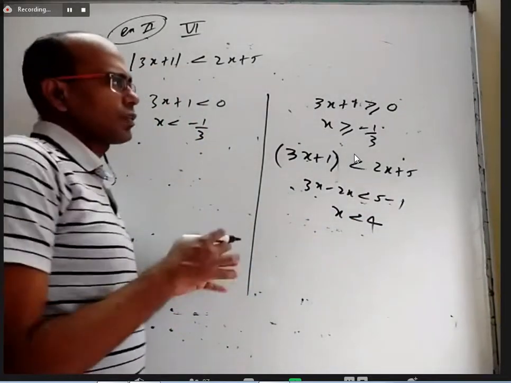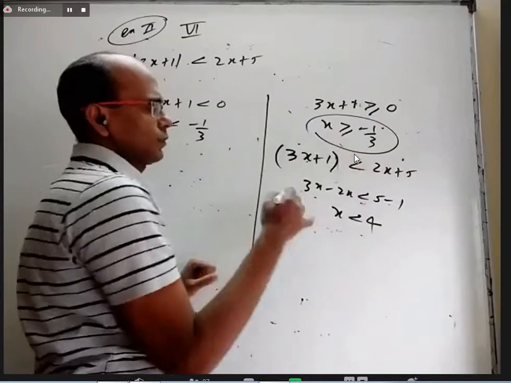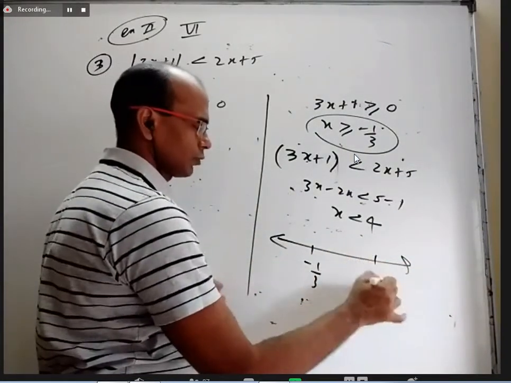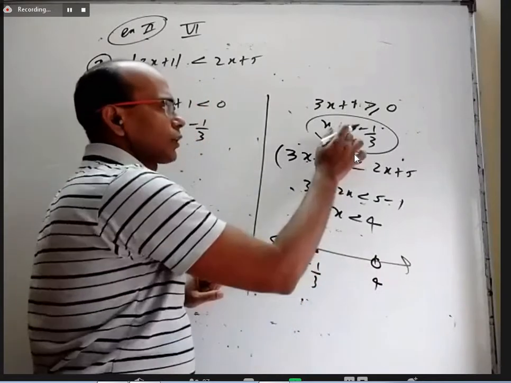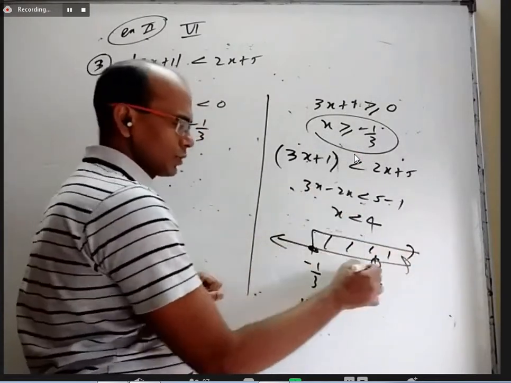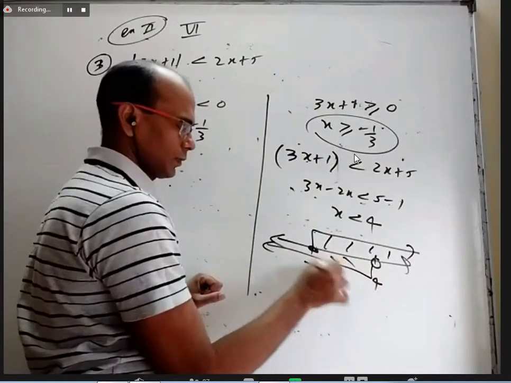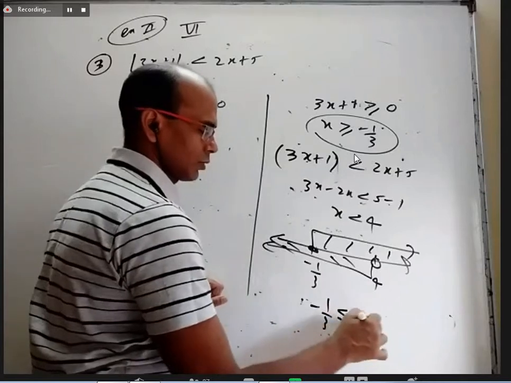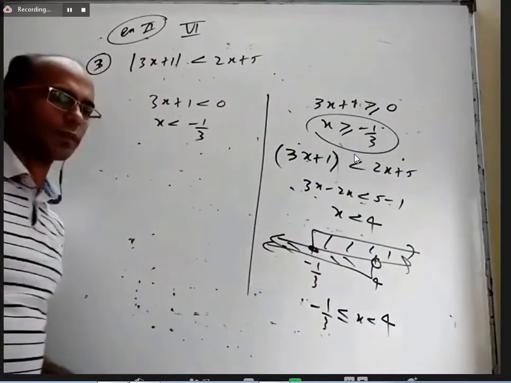But x less than 4 is not the answer. We also have this condition already. So if we want to combine both, we have minus 1 by 3 and 4. According to this, we should be beyond this. According to this, we should be below this. Intersection means minus 1 by 3 less than or equal to x less than 4. That is the solution here.